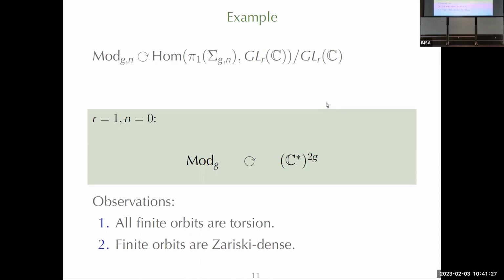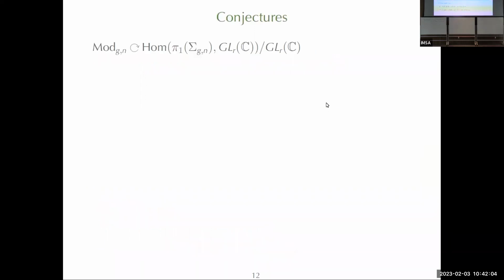Okay, and maybe in the last, I guess, 10 or 15 years, people have... Part 2 here means that the union of all finite orbits is Zariski dense. Exactly right. Okay, so in the last 15 or so years, people have conjectured that both of these things generalize beyond this case. So generalize to higher genus, arbitrary genus and n, and arbitrary rank in particular.